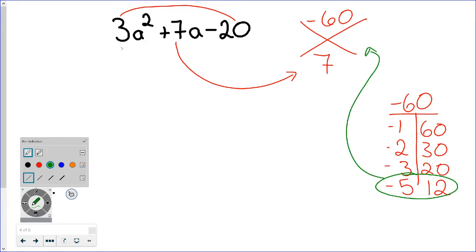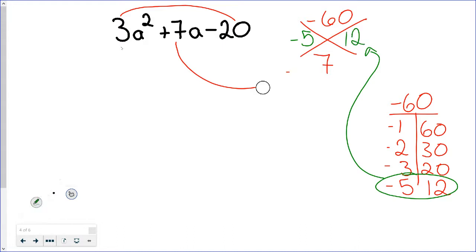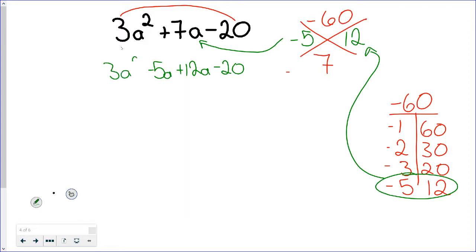You can write them in this planner, but technically it doesn't really matter if you put them in here or not. The important part is we're going to use those to replace the 7a with those two values. So we're going to plug them in. Instead of 7a, we're going to say minus 5a and plus 12a. And everything else just stays the same. So the 20 drops, the 3a squared drops. The only thing we replace is this 7a, which turns into a negative 5a and a positive 12a.